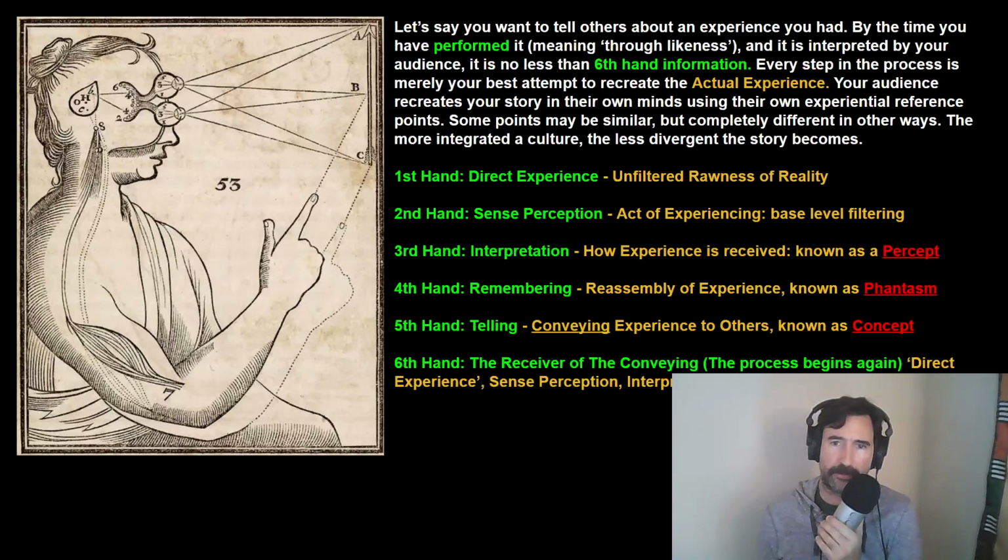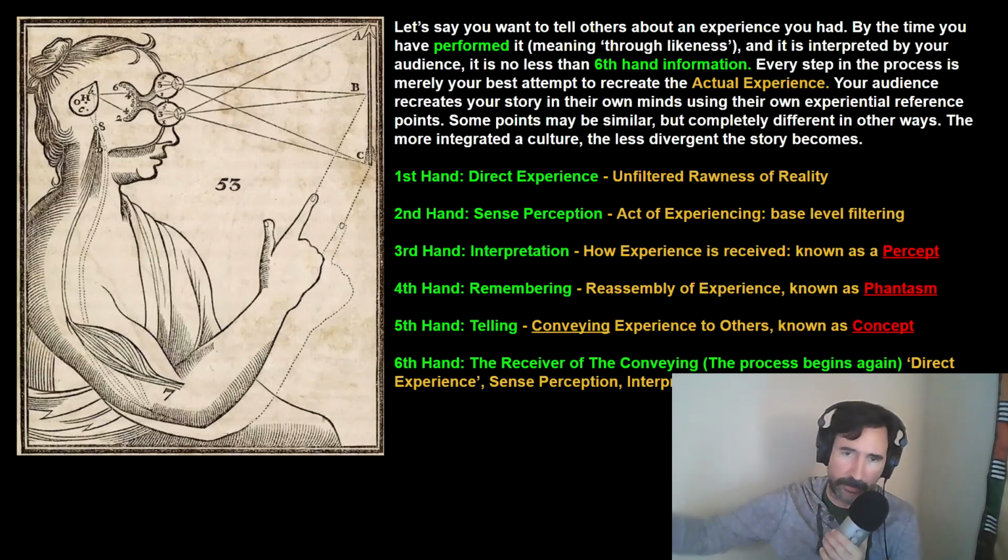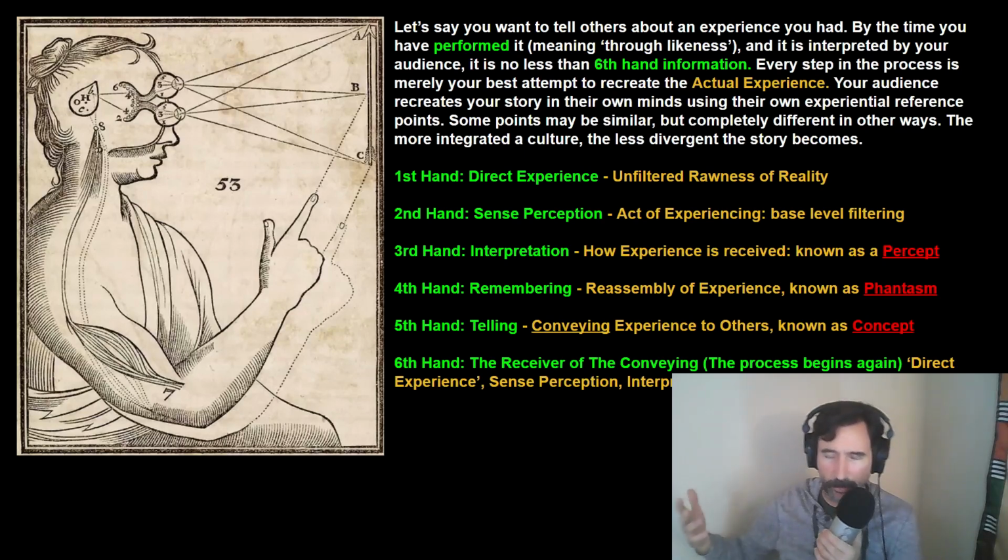Sixth hand experience is, of course, the receiver of the conveying. The process begins again. So if the fifth hand is you telling your experience to others, you're explaining a concept, the sixth hand is your audience receiving what you're saying, right? And then it starts again because they are reimagining the direct experience. If it's a really good story anyway, they're reimagining the sense perception, what it would feel like, interpreting, and so forth. So this happens again, right?